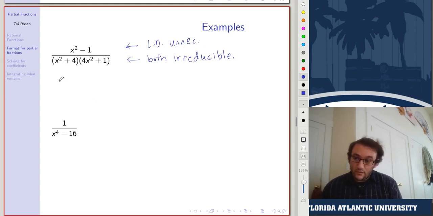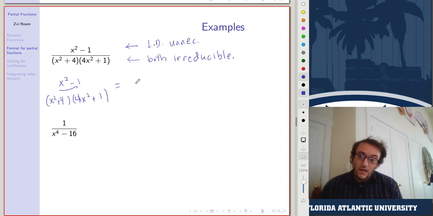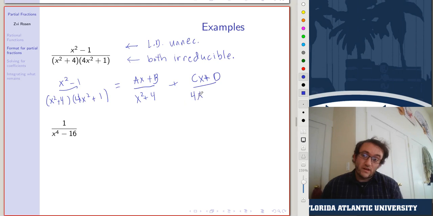Okay, so let's see how we would set this up as a partial fraction decomposition. We have x squared minus 1 divided by x squared plus 4 times 4x squared plus 1. And this is equal to ax plus b. Okay, again, we have that new linear term divided by x squared plus 4 plus cx plus d divided by 4x squared plus 1. Okay?